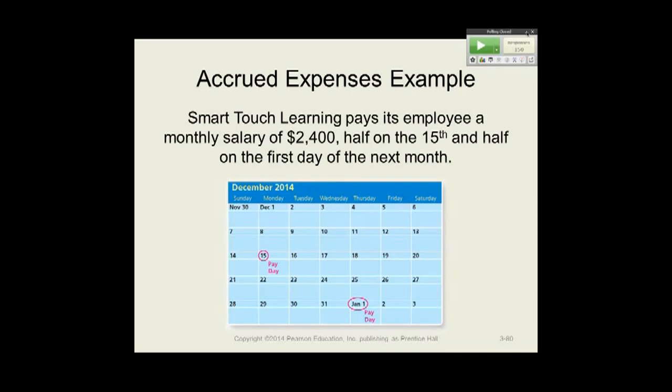Yes? Yeah, which one? I'll go back. Sure. Oh, you mean on the document camera? Sure, there you go. Sure.